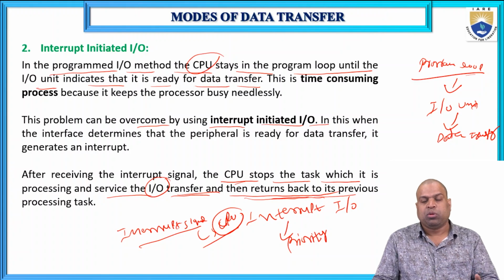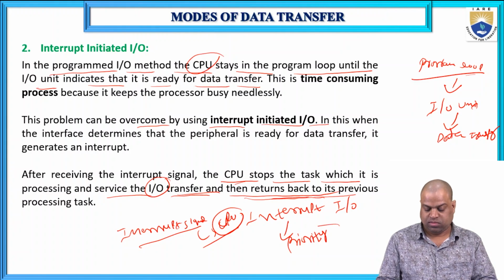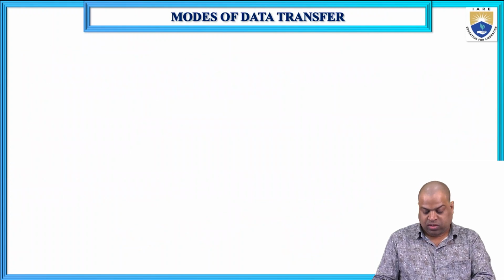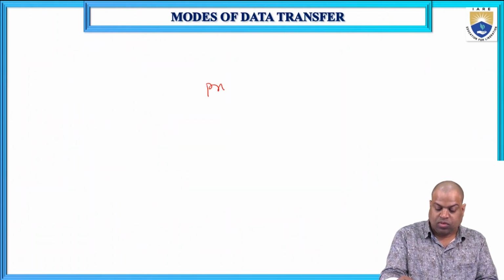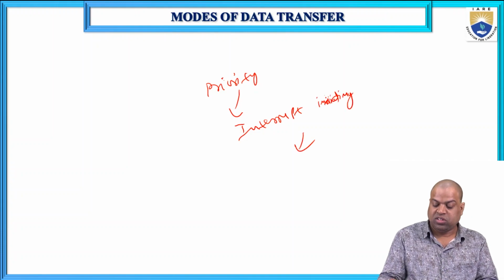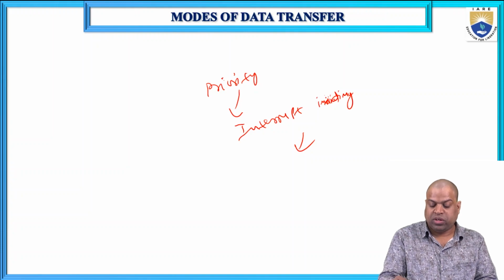So when it is enabled, it means multiple inputs and multiple outputs or multiple programs are waiting for execution. Then we need priority to execute them. So priority is nothing but interrupt initiation. Interrupt priority is the interrupt initiating. When the interrupt is initiating, then there is multitasking.